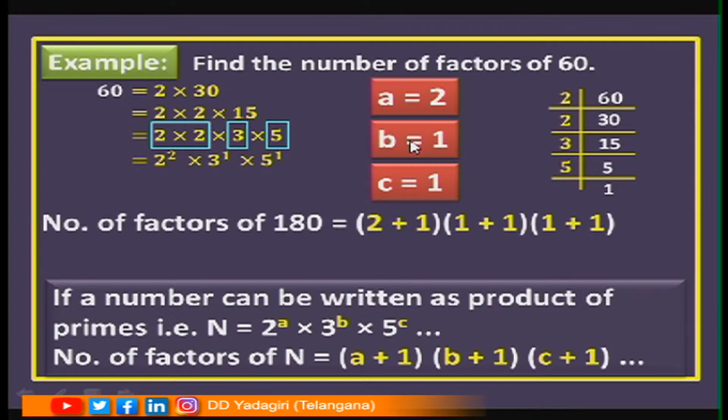So, the number of factors is given by the formula (a plus 1) into (b plus 1) into (c plus 1), right. Here a is 2. So, we are substituting 2 plus 1 into 1 plus 1 into again 1 plus 1. What do we get, children, now? We get 3 into 2 into 2. On multiplying these, you get 12. That means, we can say that the number of factors of 60 is 12. I hope you understood how to find the number of factors, children.